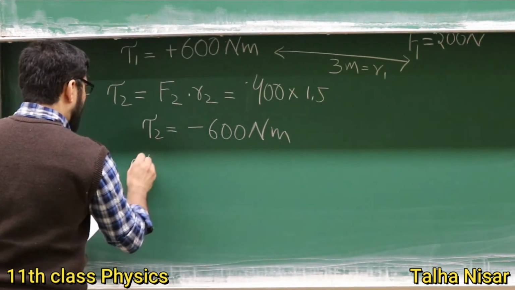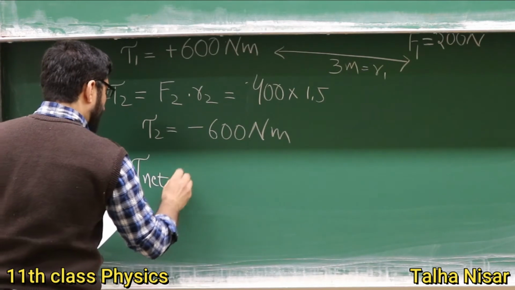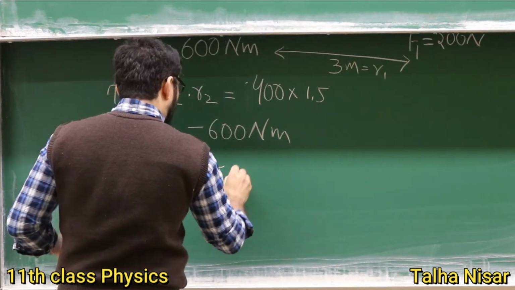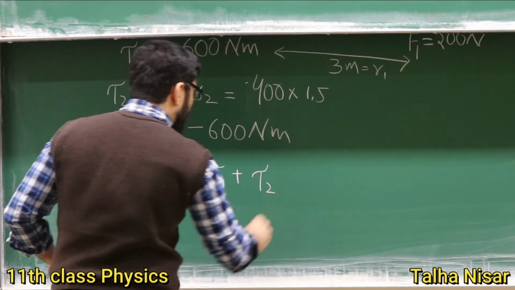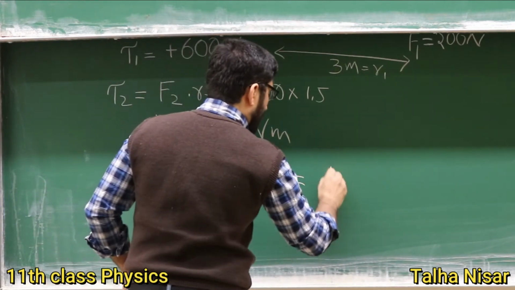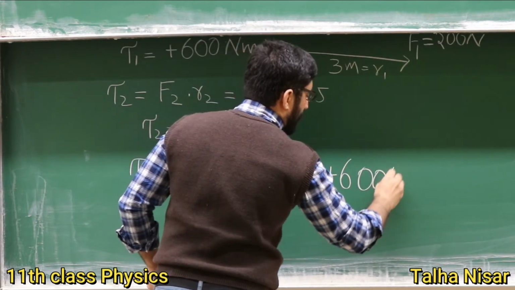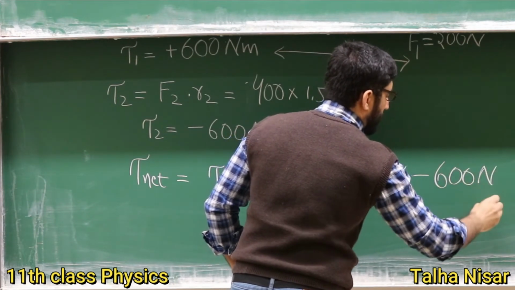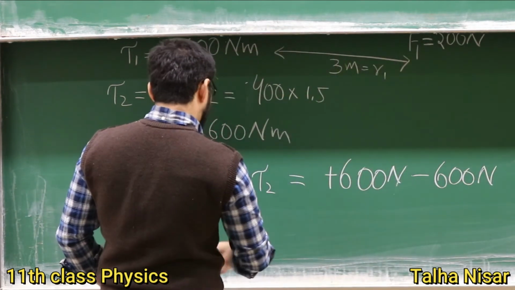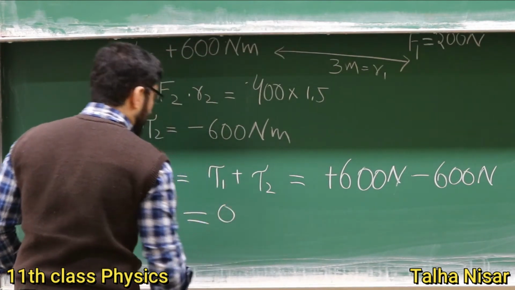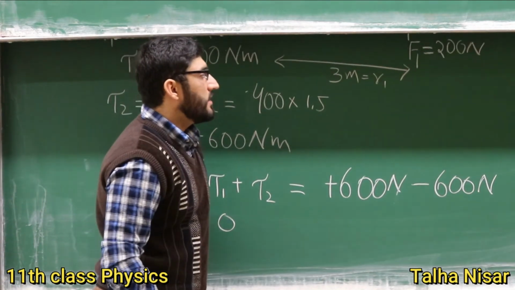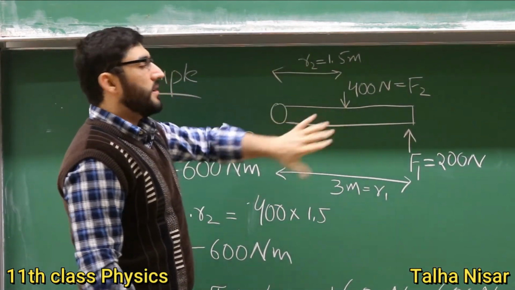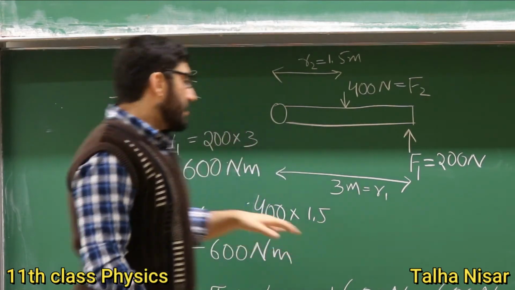So the net torque is equal to torque 1 plus torque 2, which equals plus 600 newton meters minus 600 newton meters, which is equal to 0. So the net torque here is 0, which means that the door will be in equilibrium, nothing will happen to the door. So this is one of the examples.